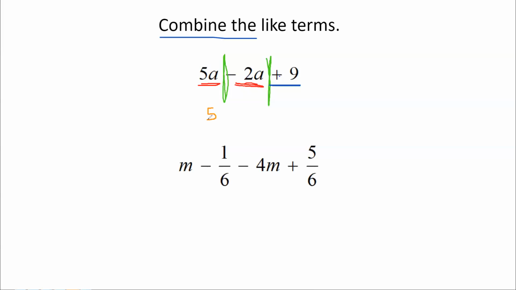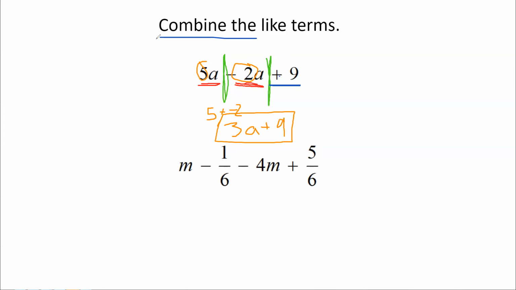So we've got 5 plus negative 2, because those are my two numbers out front. 5 plus negative 2 is 3, and then it keeps its last name of A. There's nothing to combine with this 9, so it's just going to stay a positive 9. And that's going to be my final answer for combining those like terms.